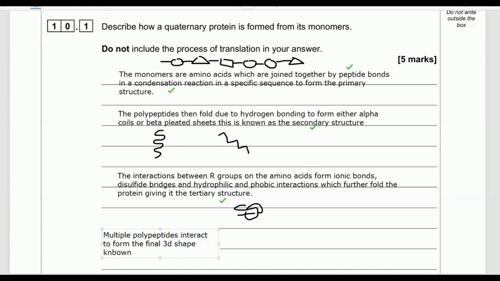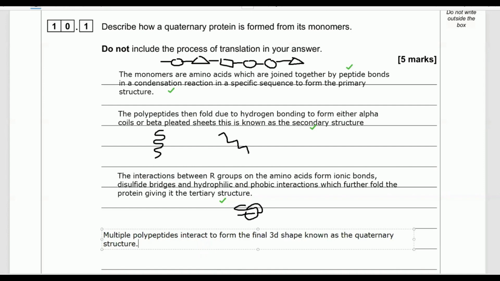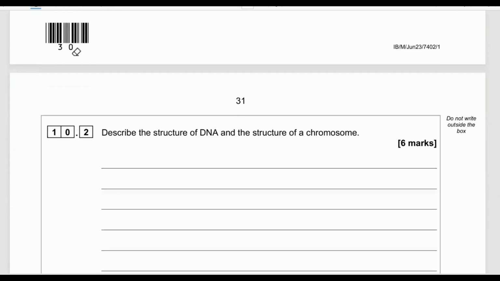Of course, this question is about a quaternary protein, which means it has multiple polypeptides and they interact to form the final 3D shape that we call the quaternary structure. So a quaternary structure has multiple polypeptides. I'll show that with different colors in my little diagram here: a black polypeptide, a pink one, and a green one, and they're all intertwined. Then we call that protein a quaternary protein.